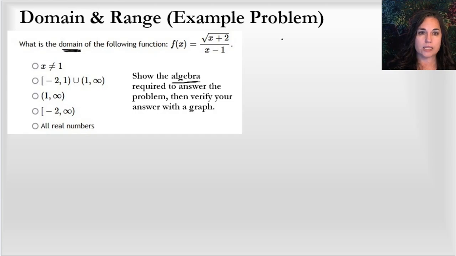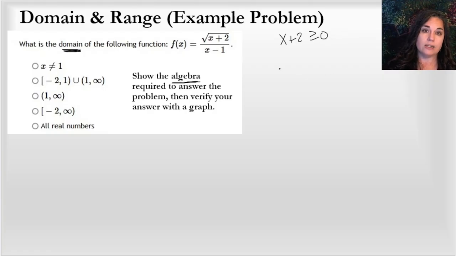So when I look at this function, there's 2 things I noticed, the numerator and the denominator. I want to take the square root of something that is greater than or equal to 0. So I can't take the square root of a negative number. So I'm going to say x plus 2 has to be greater than or equal to 0, and that's going to tell me something about what x can equal due to that square root being in my function.